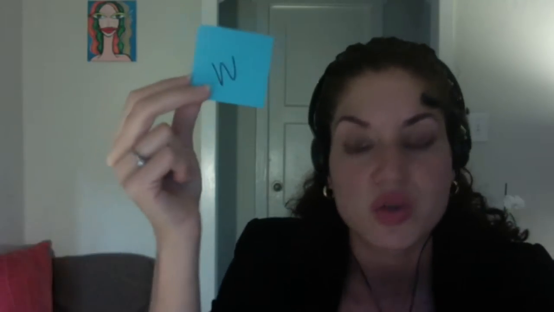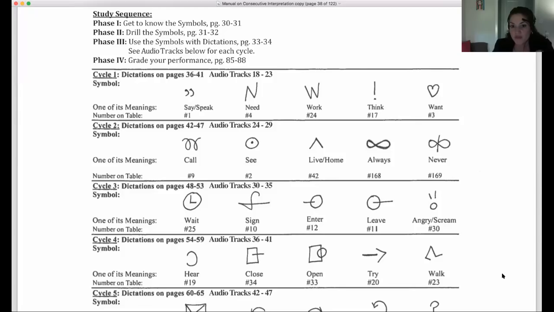Labor. Good job, Mari. Labor, job, gig, employment, all of those things are going to go in the back of this card. And you will go and do that same thing with all of the cards in that cycle. Okay? And once you have finished all of the cards in that cycle, you're going to drill them. And you're going to drill them like this.